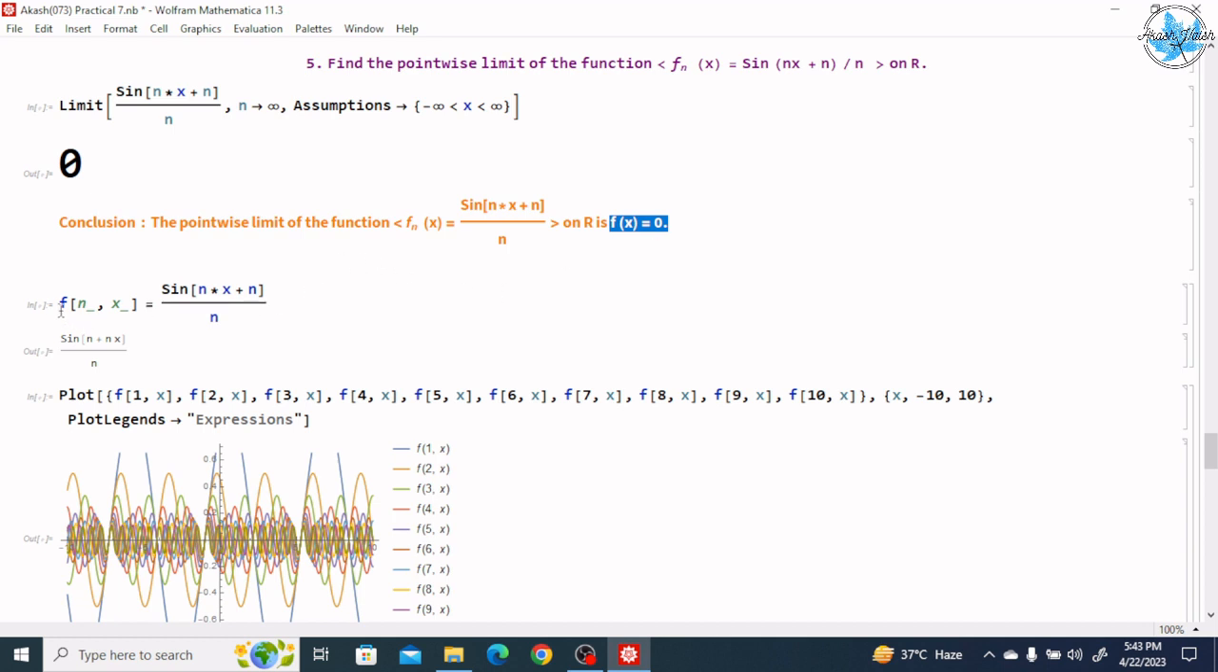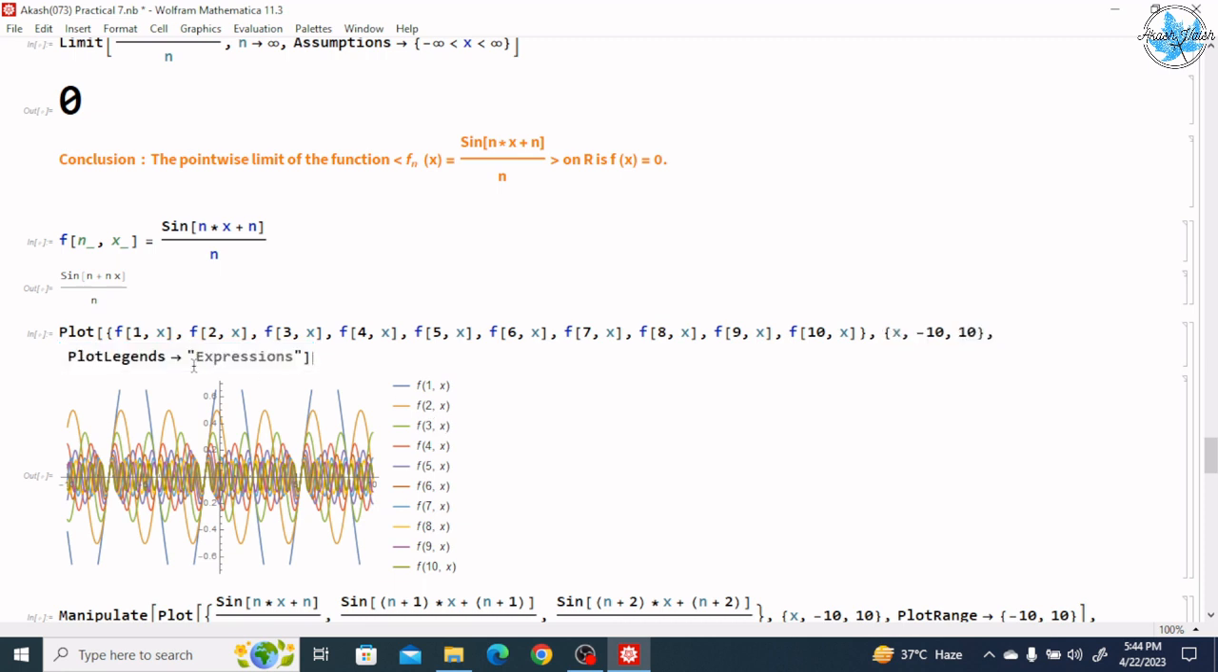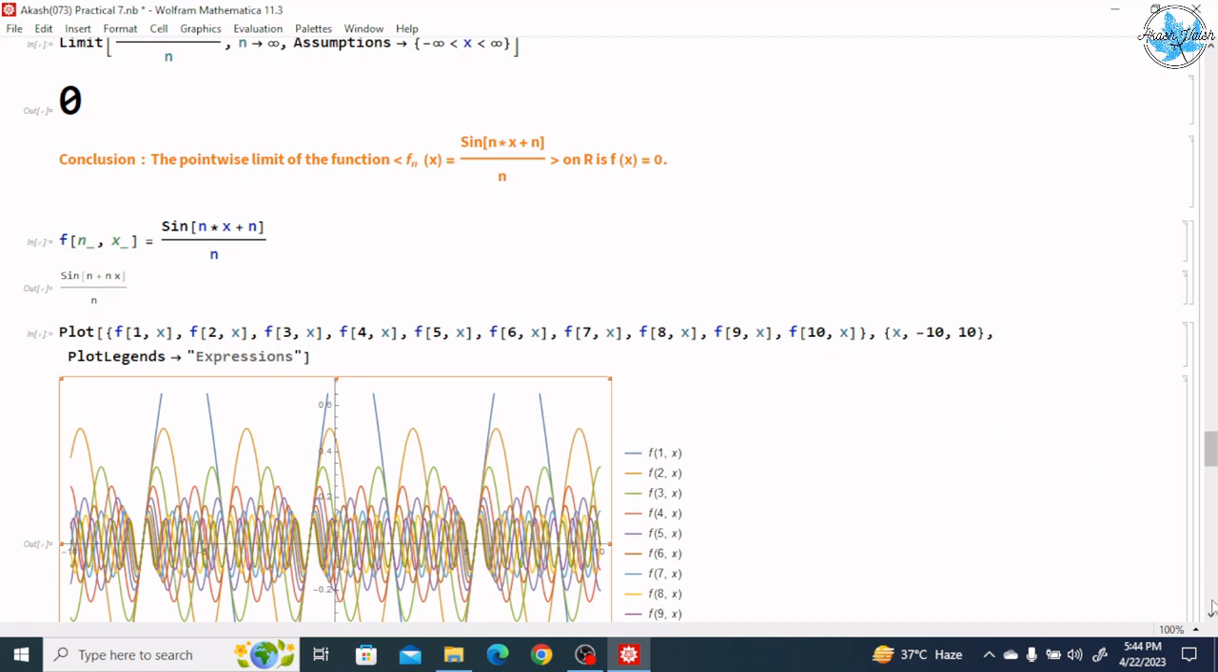Now to draw the graph, we will define the function, that is f subscript n of x, that is sine(nx plus n) upon n. So you will get your function. Now give the plot command. Now change the value of n, that is f1(x), f2(x), f3(x) up to f10(x). You can also take more values, up to 30, or you can take different values of n. Then vary your x, taking x from minus 10 to 10, and then give the plot legend command. So from here you can see the graph of the function like this.